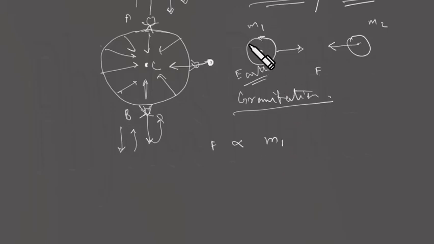Alright. Similarly, if we keep m1 constant and keep on increasing m2 slowly, then this force of attraction will also increase this time. That means it is also directly proportional to the second mass.